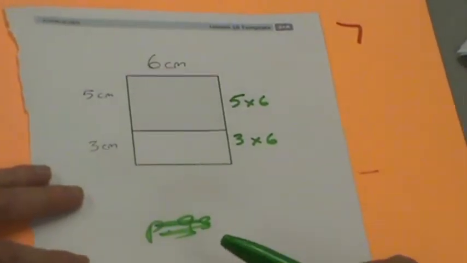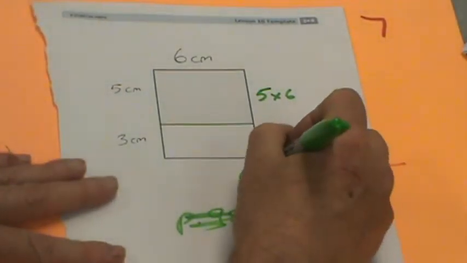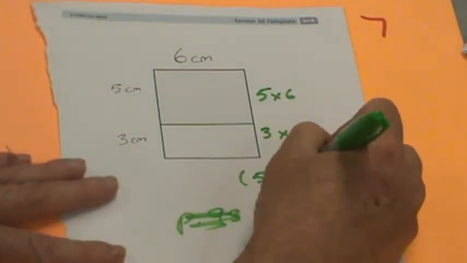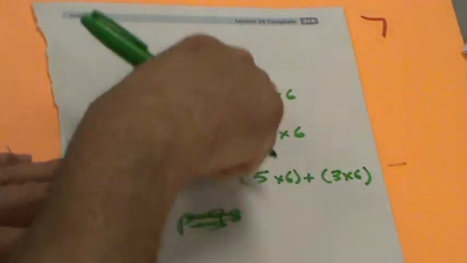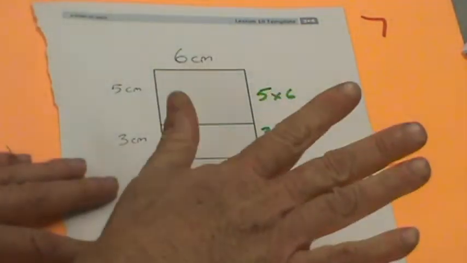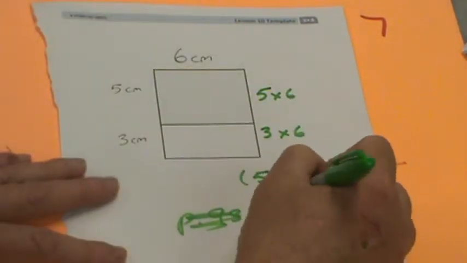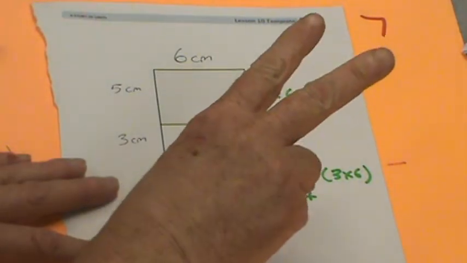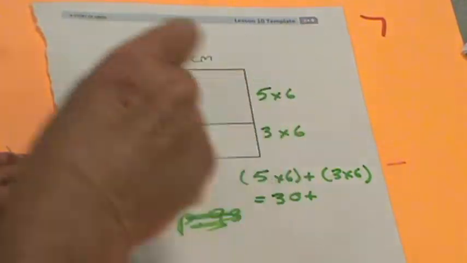So let's get going on this, and we'll say that 5 times 6 plus 3 times 6 will give us the area of the entire rectangle. Now, what is 5 times 6? 5, 10, 15, 20, 25, 30. So this equals 30 plus 3 times 6. 3, 6, 9, 12, 15, 18.